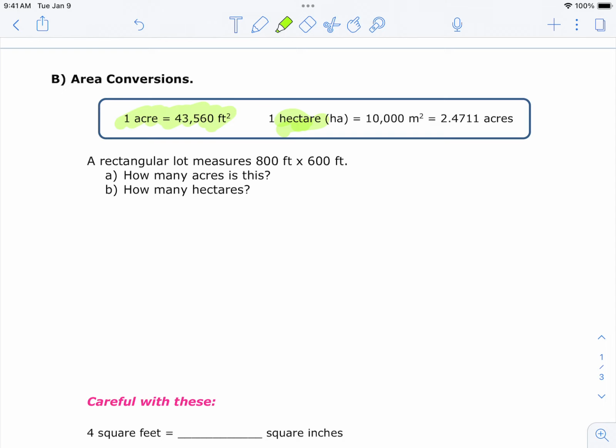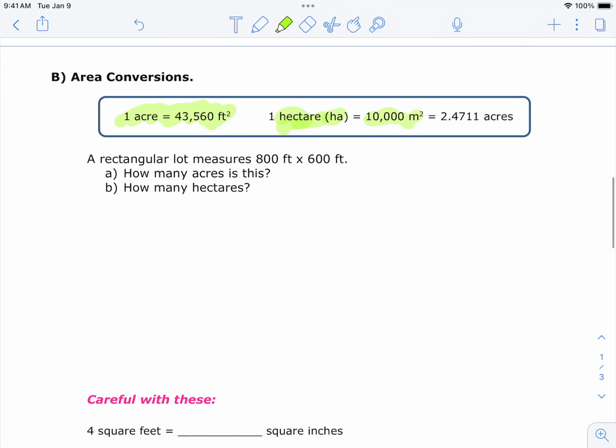Well, Canada, I suppose. Maybe they're starting to use them around here too. I don't know. A hectare, abbreviation HA, is what you get when you have 10,000 square meters. But practically speaking, it's almost 2.5 acres. A hectare is almost 2.5 acres. Not quite, but almost. Okay.